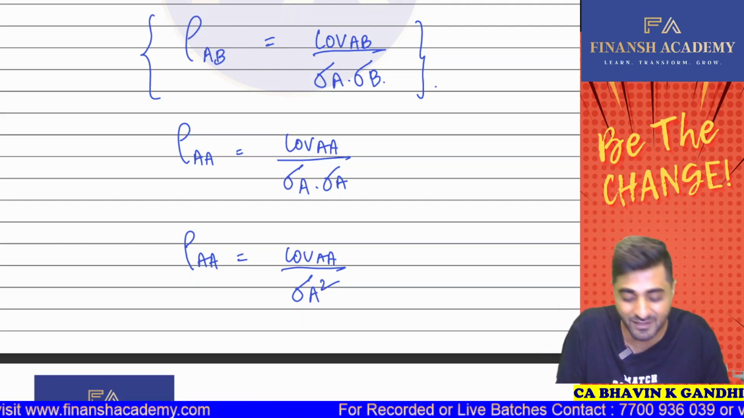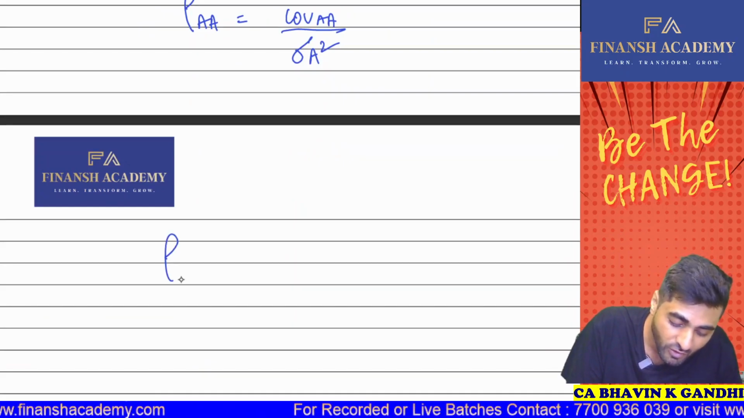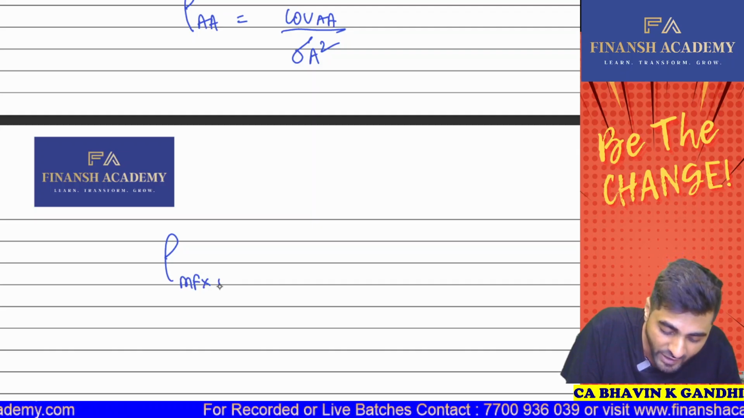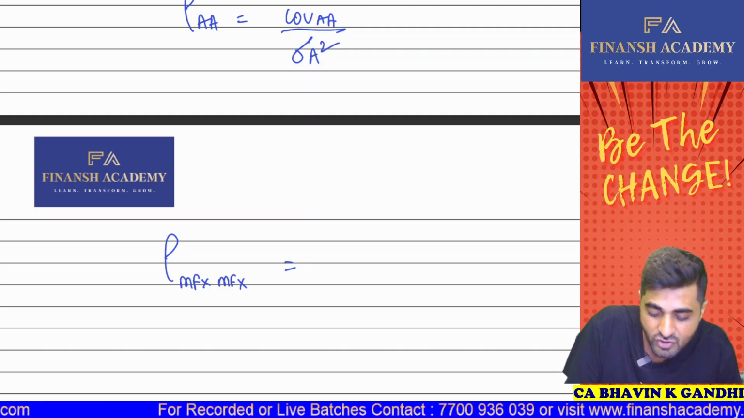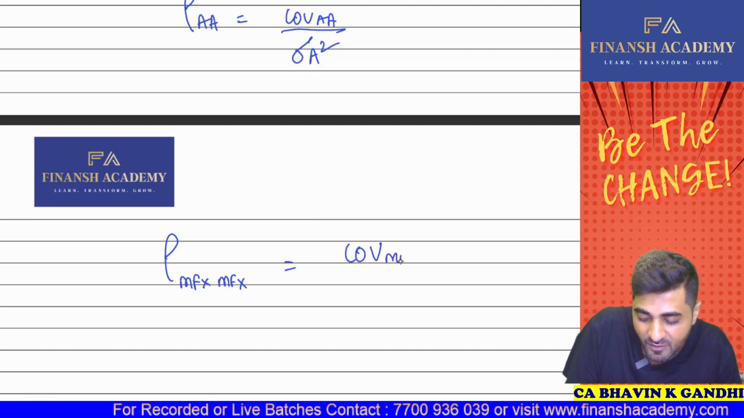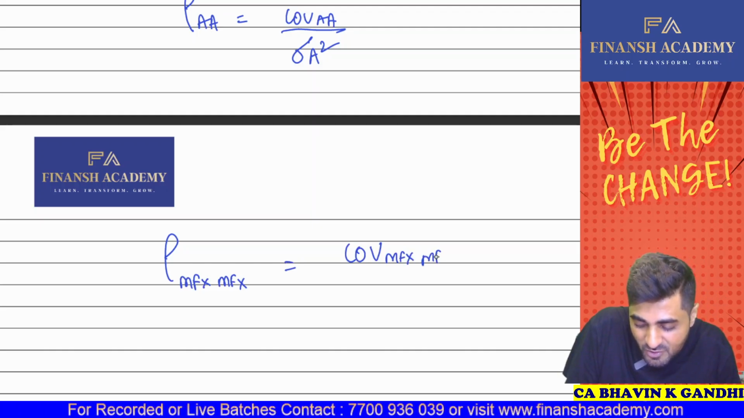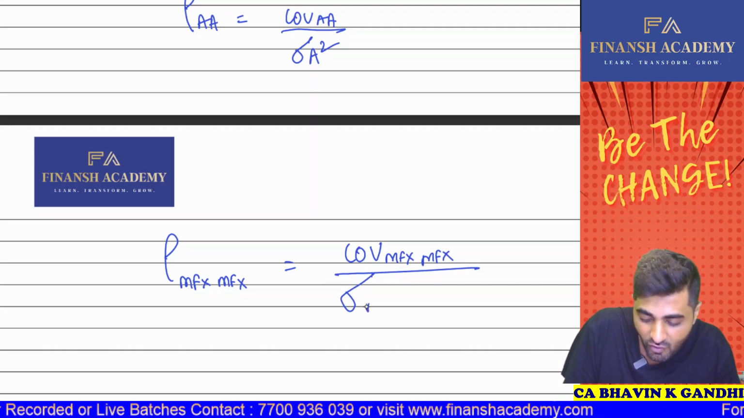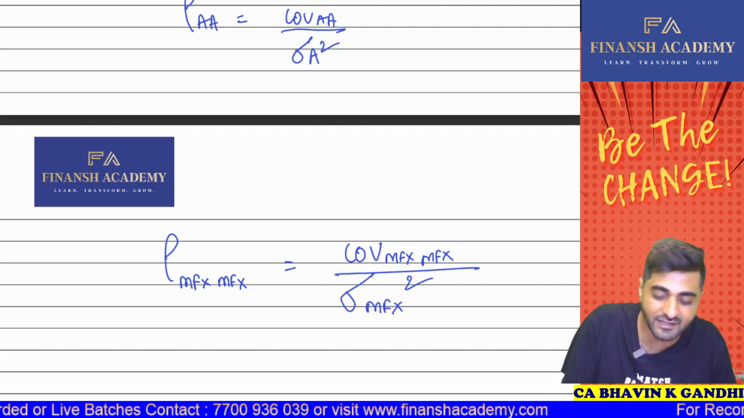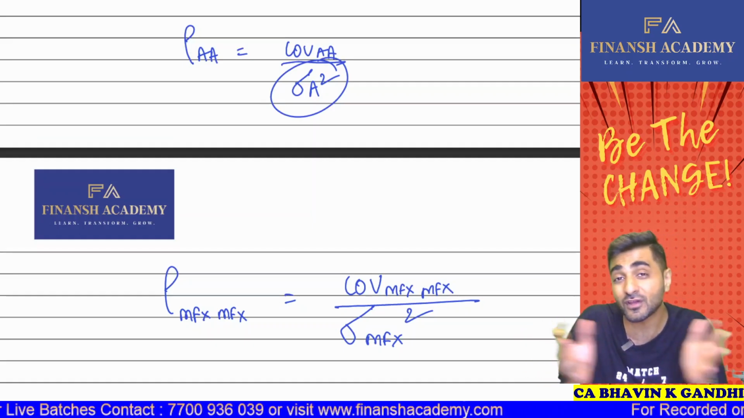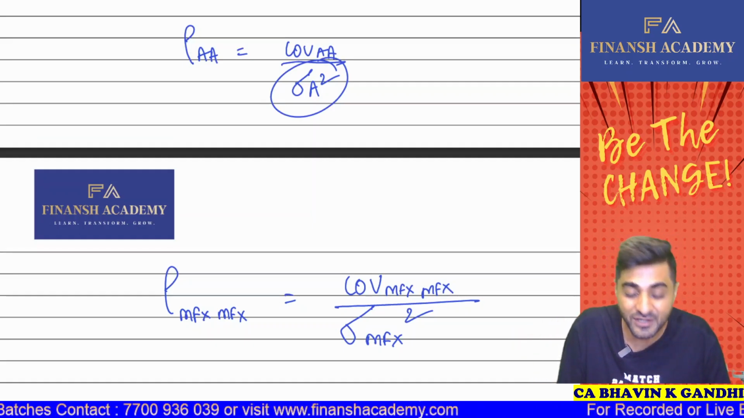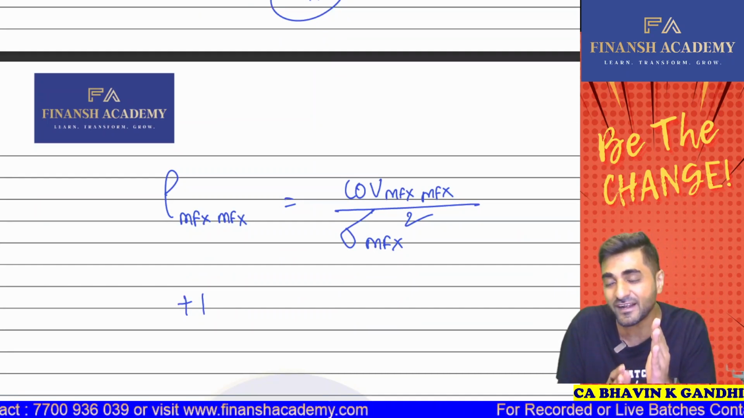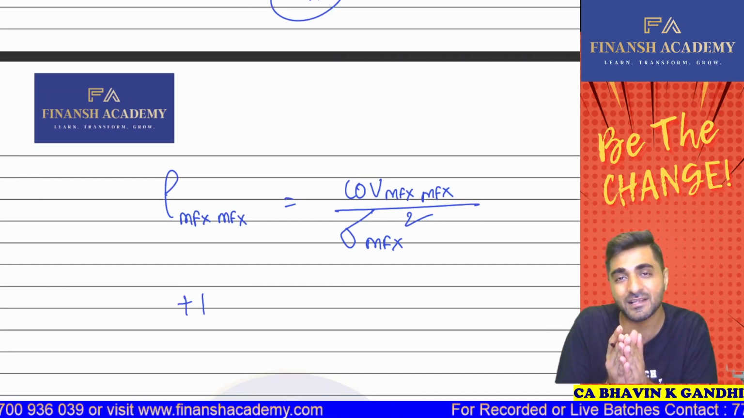So based on this same concept, if I know the correlation coefficient of mutual fund X with mutual fund X, I need covariance of mutual fund X with mutual fund X upon the standard deviation of mutual fund X squared, that is variance, right? Because both of them are going to be the same. So now we know that this is plus 1. The correlation coefficient of fund X with its own self is always going to be plus 1.